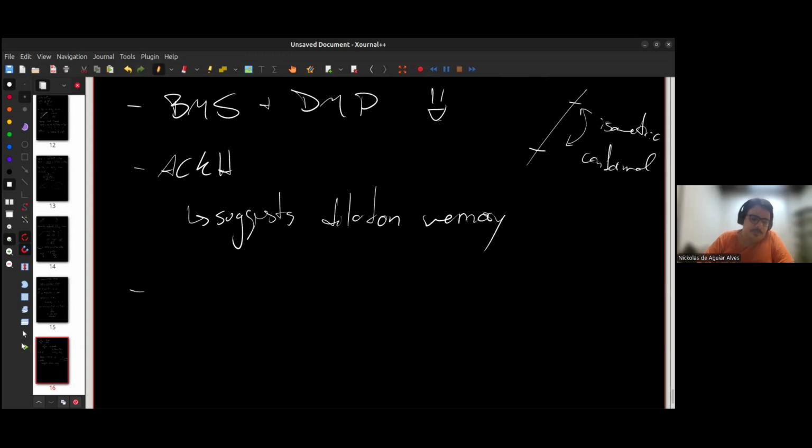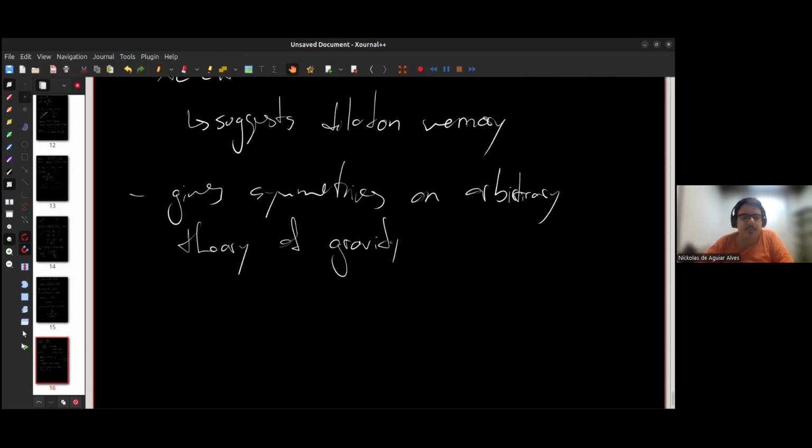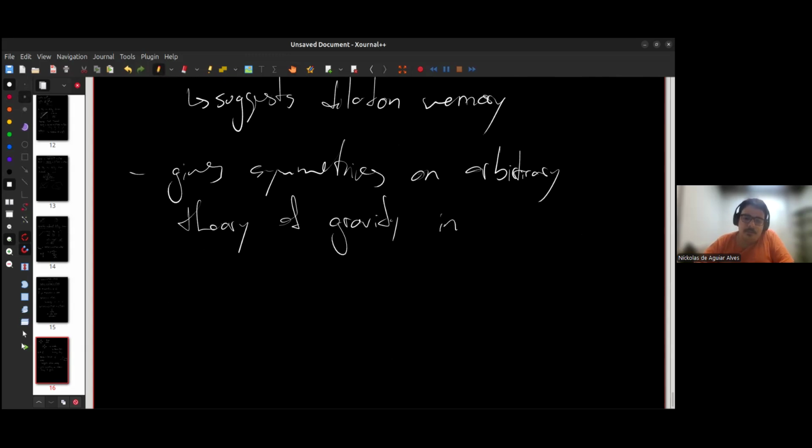And it also gives symmetries on a relatively arbitrary theory of gravity, in the sense that I never fixed my theory of gravity. I'm working only with geometry and letting geometry lead the way. And this works in principle in any dimension. So I don't have to fix a specific dimension to consider these things. I don't have to fix a theory of gravity. And I don't have to fix a cross-section.